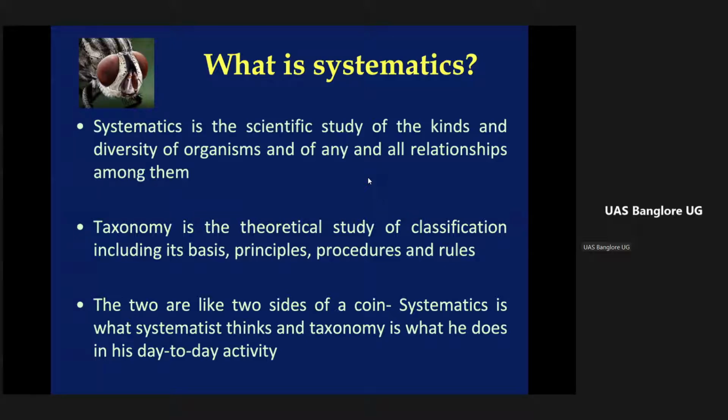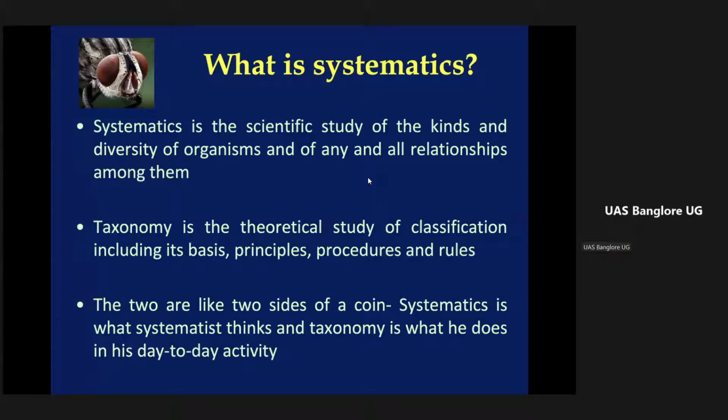Then coming to taxonomy, it is the theoretical study of classification. It includes, on what basis? Principles, procedures, and rules. So what is that basis? Whether they have 3 legs, whether they have 2 pairs of wings, or whether they have 1 pair of wings. So that becomes the basis. And the two are like two sides of the same coin. Systematics is what the systematist thinks, and taxonomy is what is done in day-to-day activity.